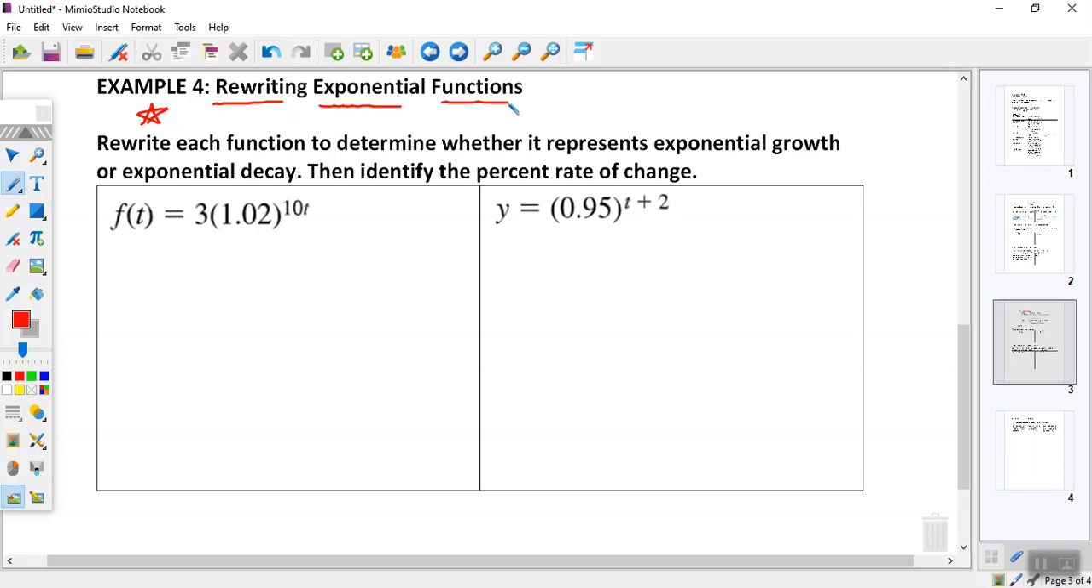Now, this one here, it says to rewrite each function to determine whether it represents growth or decay. All right, and then identify the percent rate of change. Here's what I'm going to tell you right now. When I talk about this idea of identifying the percent rate of change, everything is based off 100%.